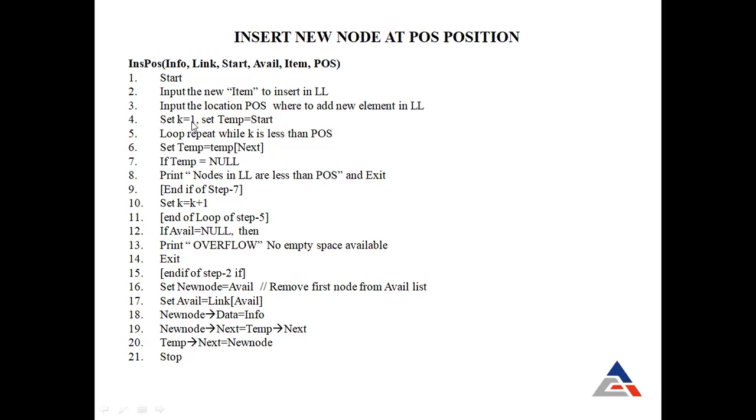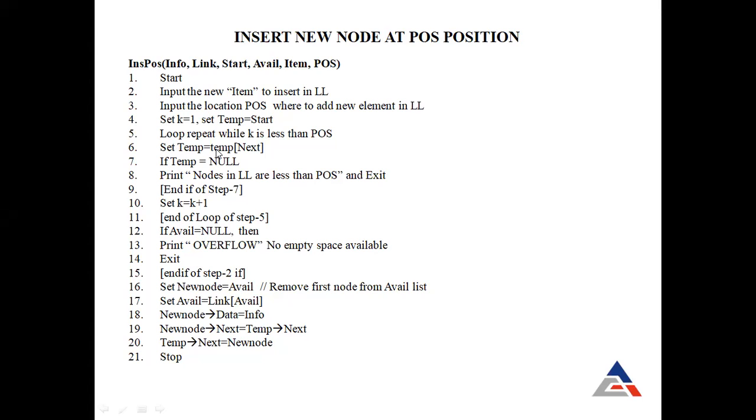So set k equal to 1. K is a variable, initialize value 1, and set temp equal to start. So temp is a variable having the value start, the location from which the linked list starts. Let me write a loop over here. Start the loop over here. Loop repeats while k is less than the position. So initially the value of k is 1, and position is the value 2, 3, 4, whatever position you want to insert.